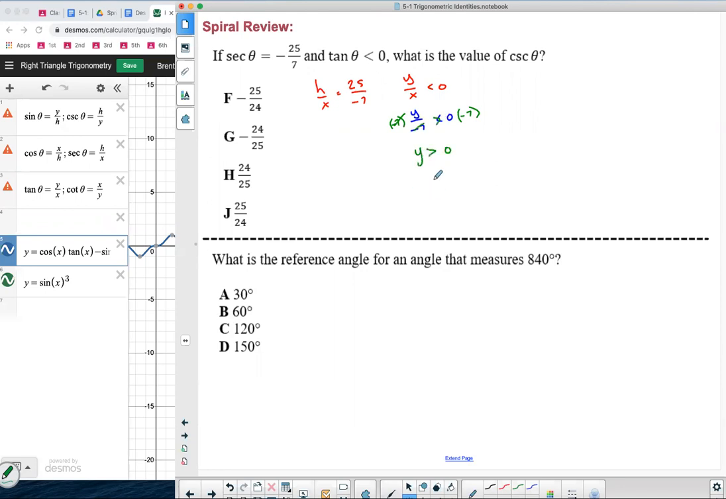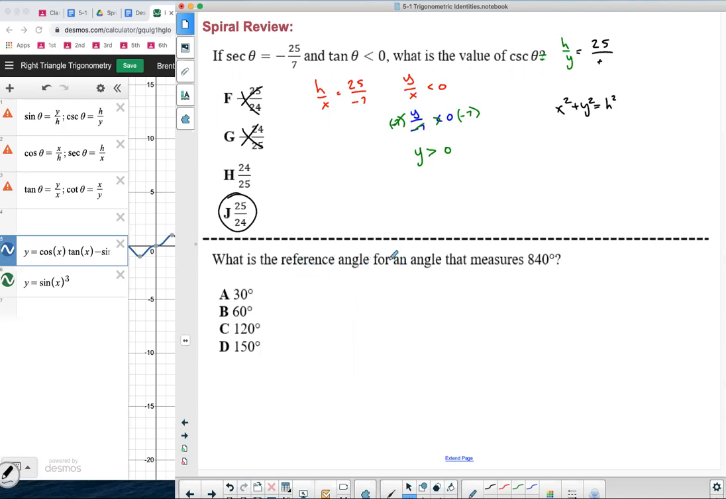Y is positive. We want to know what's the answer of CSC, which by definition is h over y. We know we have a positive 25 for h, and we know we have a positive y, some positive number. So these two are out because they have negatives, and it's got to be j. H has got to be bigger than the y, so it'd be 24. You could do Pythagorean theorem just to confirm. X squared plus y squared is going to equal h squared, where your x is negative 7, your h is 25, and you can confirm that y is going to be 24.